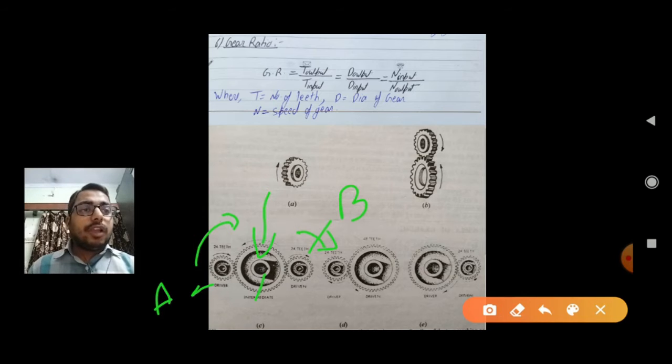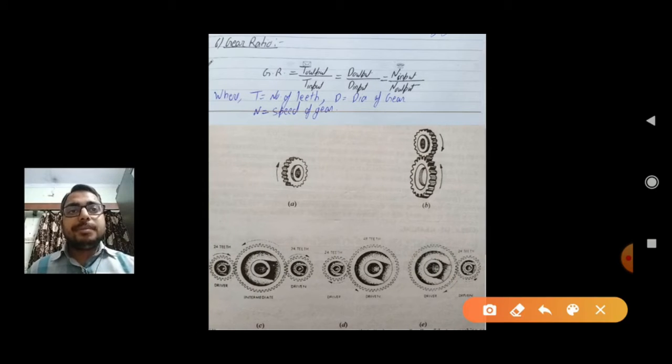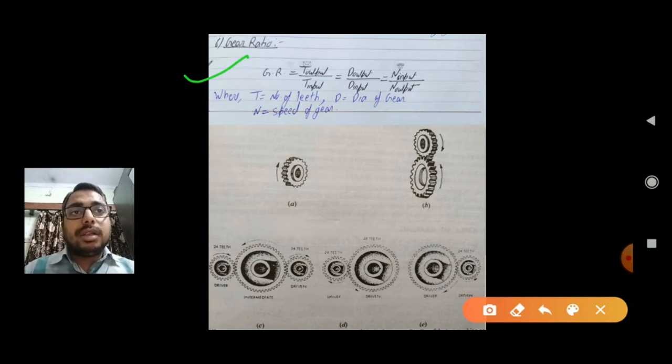Now I will talk about the gear ratio. What is the gear ratio? Gear ratio is generally explained in terms of torque, or in the form of diameter, or speed, or, we can say, number of teeth.